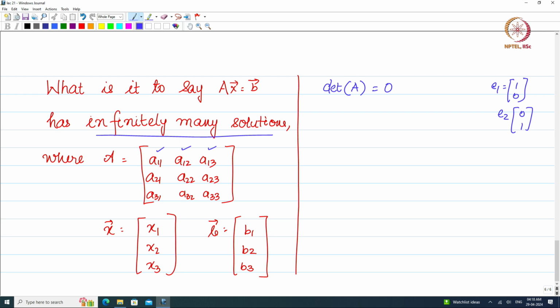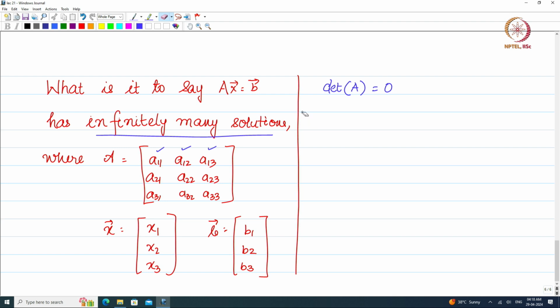Now what we are going to do is say the same thing. If the determinant of A is 0, then there are 2 things that can happen: all the 3 vectors are in the same direction, or one of the vectors is in the plane that is formed by the other 2 vectors. So let us see what they are.